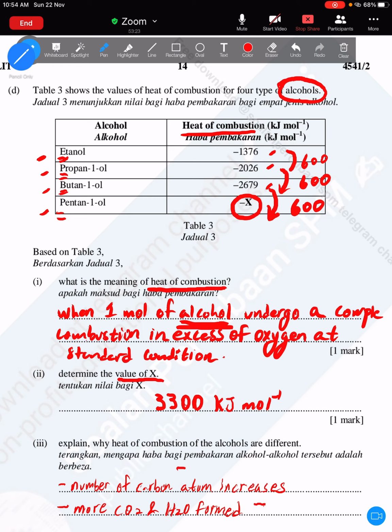Therefore, the third point, I put it on the top here, tak cukup ruang. More heat released during bond formation. Okay. More carbon, more product, more bond formation. That's why it has a higher value. More carbon, more product, more heat released, more bond formation. That's it. Everything is more, more, more.